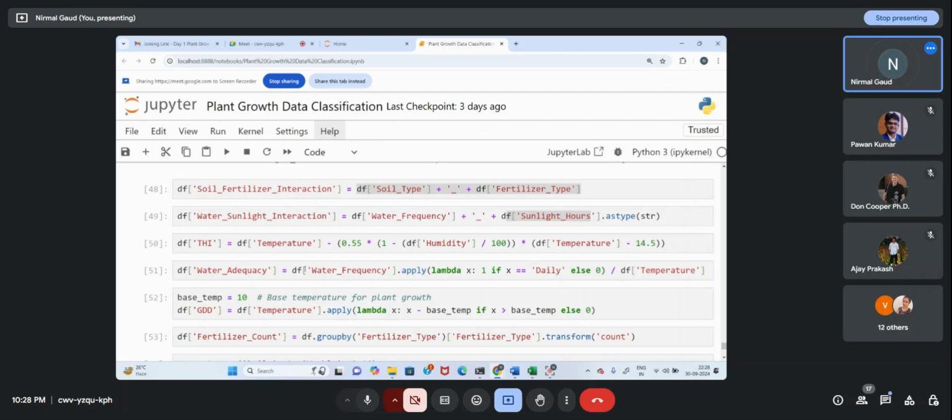And then temperature humidity index, THI. Can we find that? For that there is a formula to calculate THI: temperature minus 0.55 into 1 minus humidity by 100 into temperature minus 14.5. This is the formula. So I am having both of them present in my data set. I can find THI, the temperature humidity index.